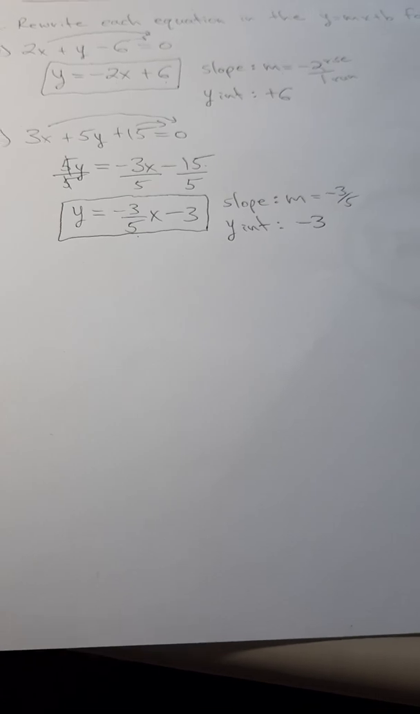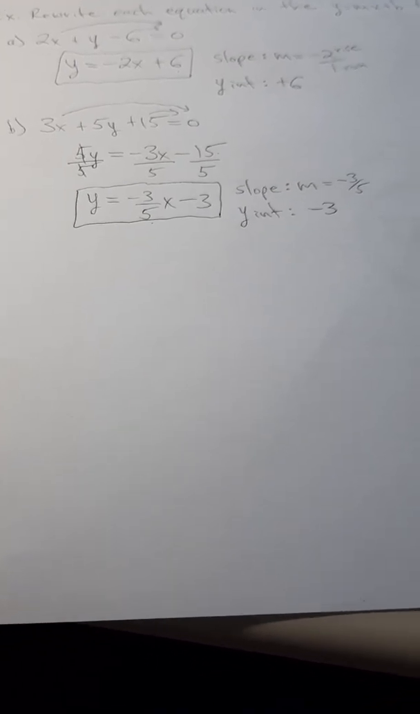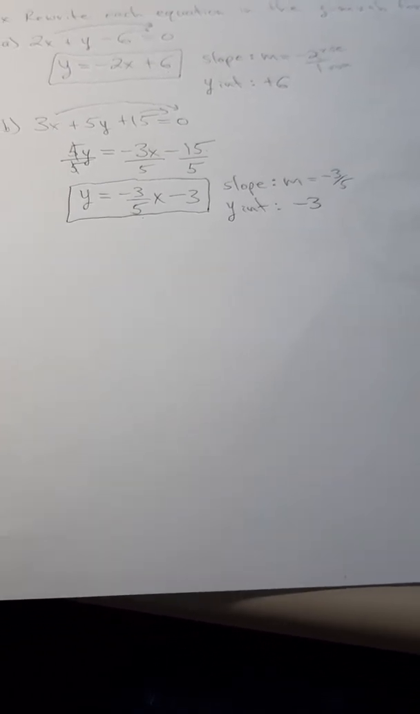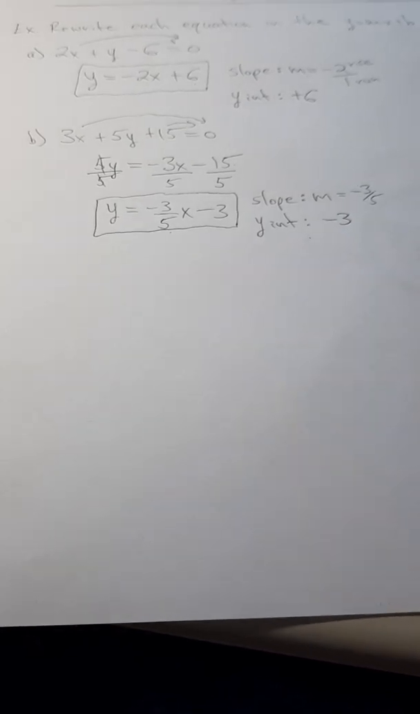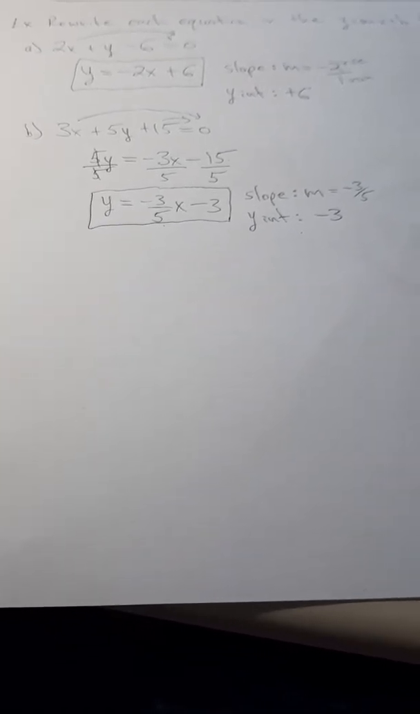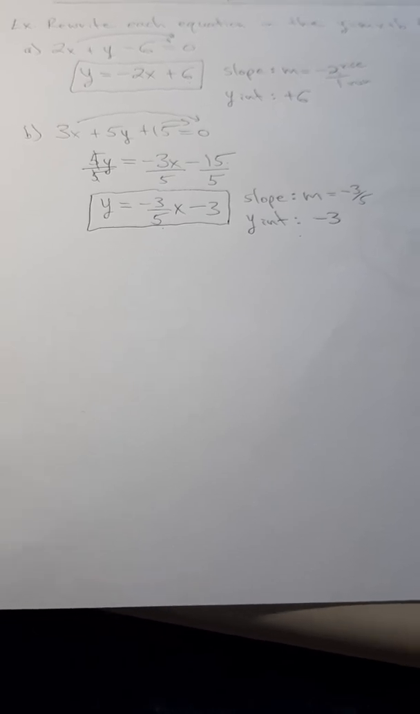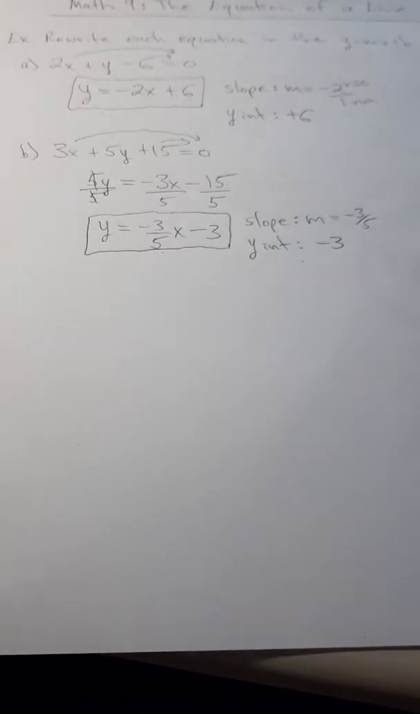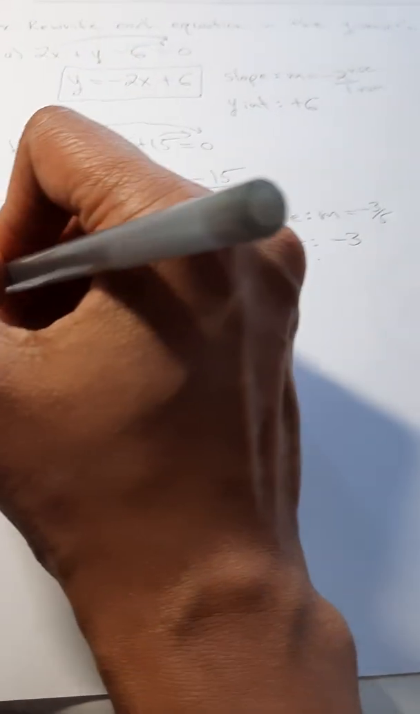Again, the reason we change it to the y equals mx plus b form is that after you find the slope and the y-intercept, you notice that you can graph out this line right away because I have the rise as well as the run. All right, so with that, we're going to go to our next example.